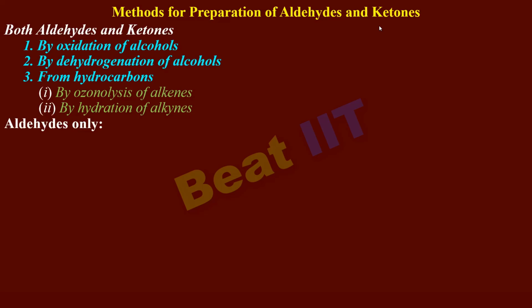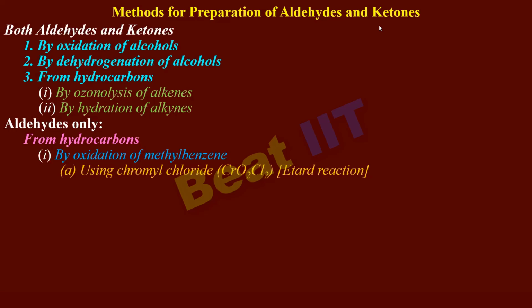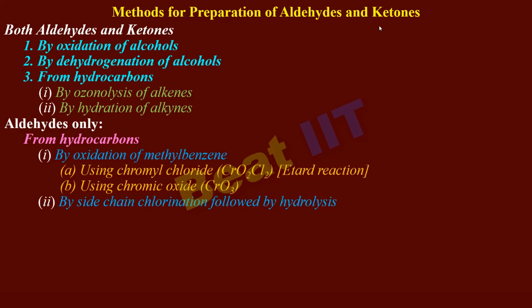Then I will be covering the methods which are used to produce aldehydes only. Here I will be talking about from hydrocarbons. So there is only this particular method from hydrocarbons, but this has further categories: by oxidation of methyl benzene. Within that, I will be talking about two methods using chromyl chloride, which is the Étard reaction, a very important reaction, and the second one using chromic oxide, CrO3. Next, from hydrocarbons, by side chain chlorination followed by hydrolysis. And the third one, last one under this category, by Gattermann-Koch reaction.